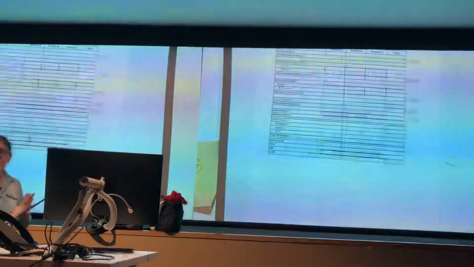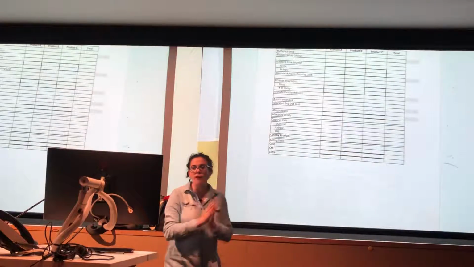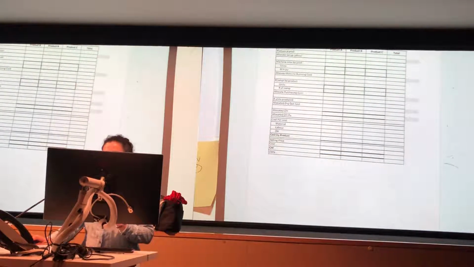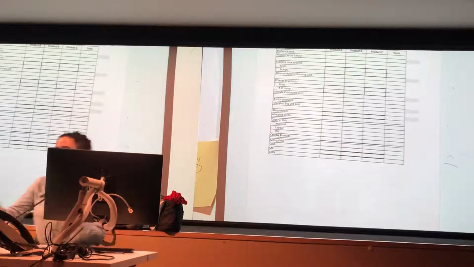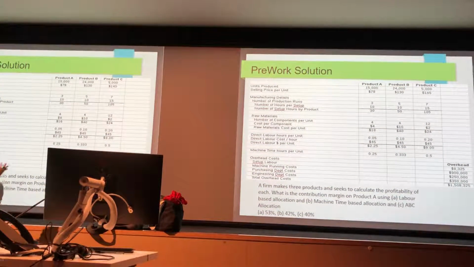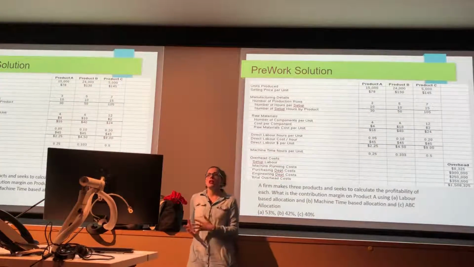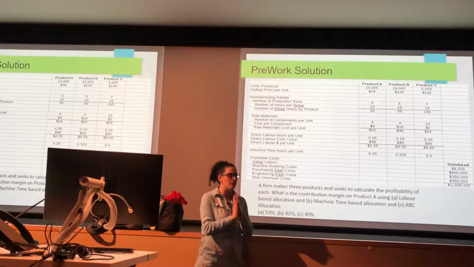Let's do our in-class example. Similar to last week, we're working off the same numbers. Last week we used our labour and machine. We're going to use the same numbers today to do our ABC costing. You're familiar with the units produced and the selling price per unit. And activity-based costing is basically what it says, activity-based.